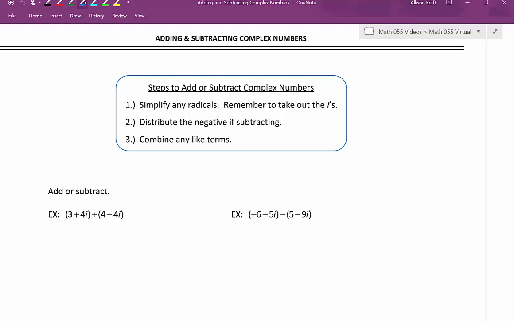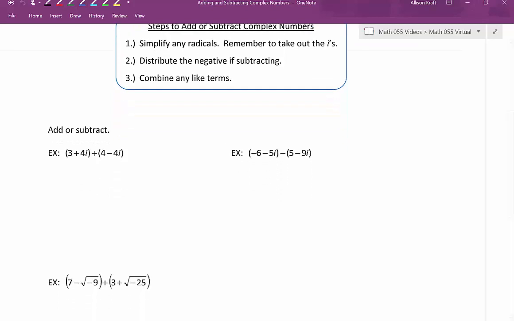Terms containing an i can be treated just like terms containing an x. If you have two terms that have an x in it, you can combine them. Same with the i's. So let's add (3 + 4i) + (4 - 4i).